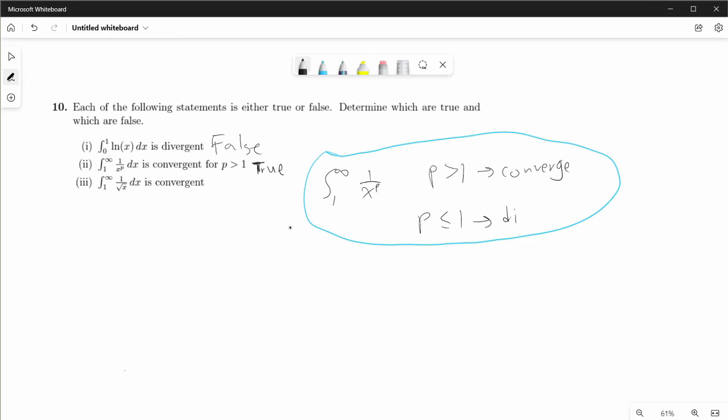And now number 3. I can rewrite this as x to the 1/2 power for the square root. And now this p, in this case, p is 1/2, which is less than 1. That means that this is divergent. Therefore, number 3 is also false.